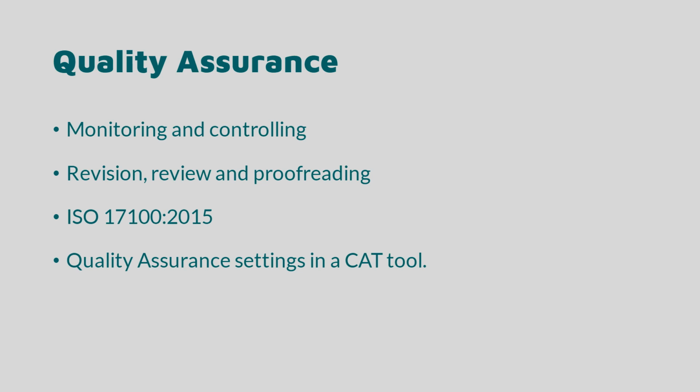We'll define these terms according to the international standard ISO 17100 on the provision of translation services, and we'll consider the CAT tool features and processes which facilitate this quality assurance stage. The quality assurance settings inside a CAT tool will also be discussed in more detail, and their use will be contextualized. First, we'll consider ways for the project manager to monitor and control the project once translation is underway.